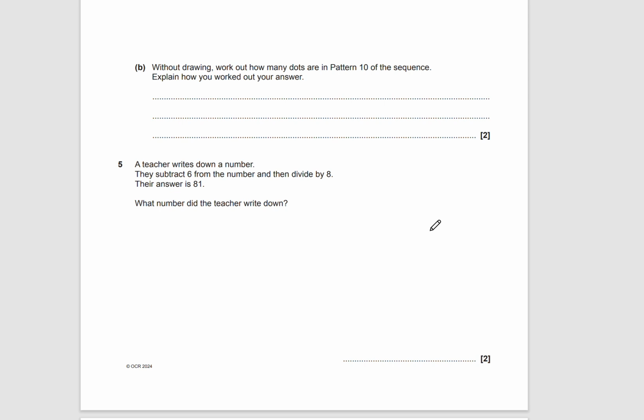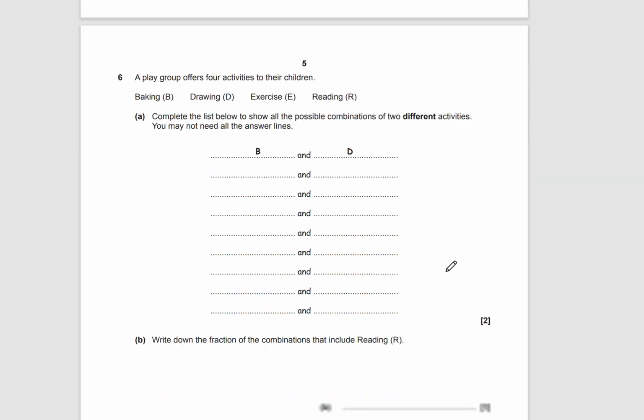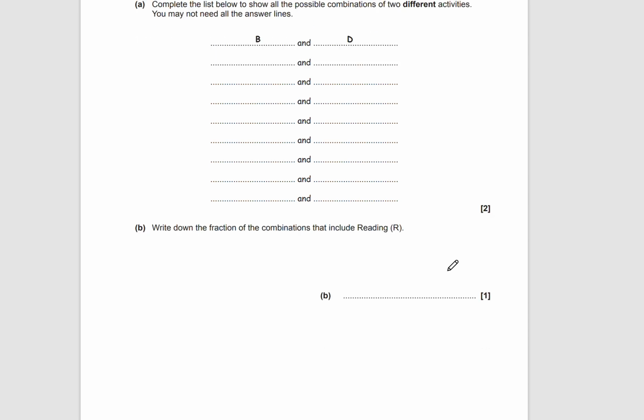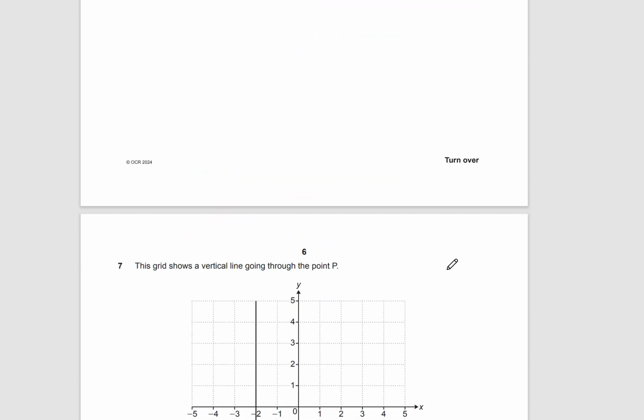Because here I'm very confident that question 5, all of our students will be able to answer, either using just inverse operations or using a function machine. Question 6, again, here is another one that our students enjoy answering, listing outcomes, but the fraction part might not be something you're comfortable with, so again, you might want to skip past that.